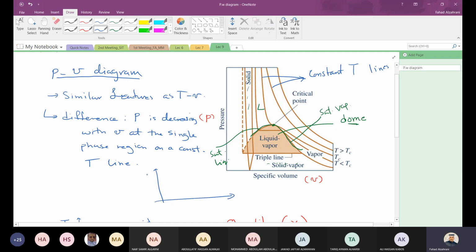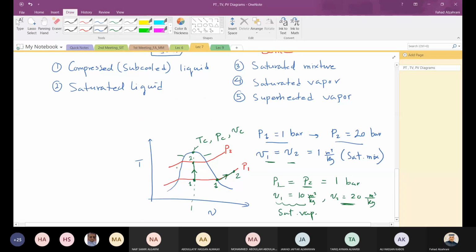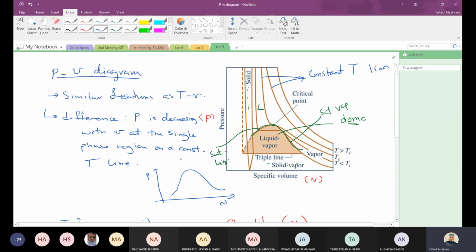So I can plot it maybe like here also. When we look at the PV diagram, I have the dome the same. The difference is that the lines here will be constant temperature lines, and the trend for it is opposite to the TV diagram. In the TV diagram, if you remember, the temperature was increasing with the volume in the single phase regions, along the constant pressure line. In the PV diagram, along the constant temperature line, the pressure is what?